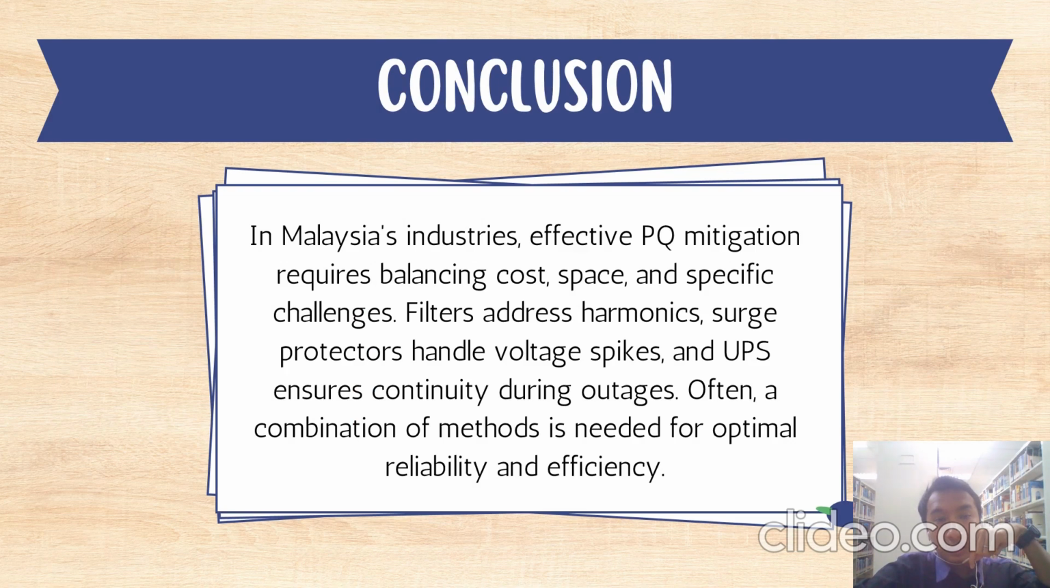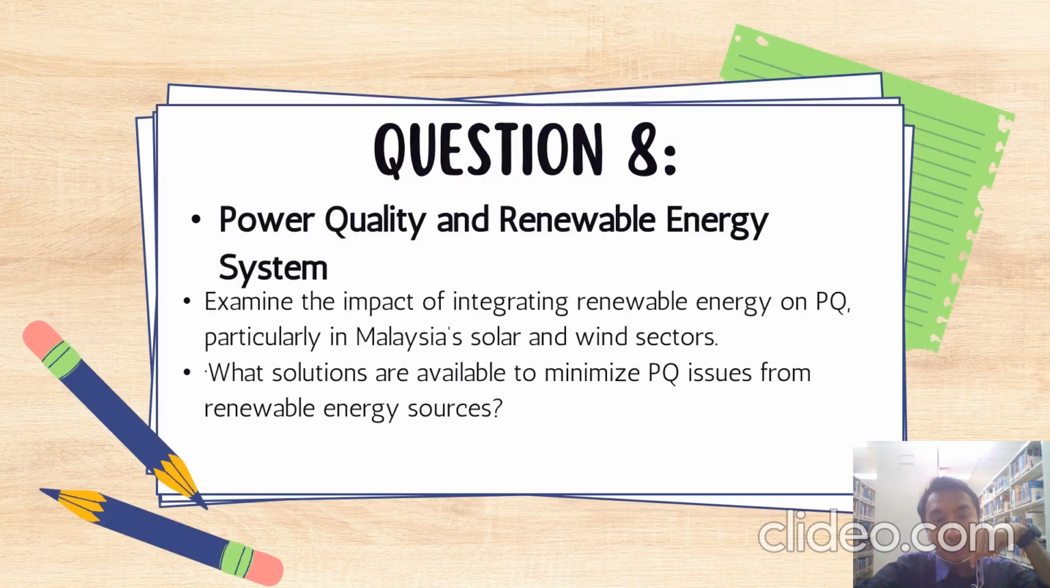So the conclusion is, in Malaysian industry, effective power quality mitigation requires balancing cost, space, and specific challenges. So question 8 is about power quality and renewable energy systems.